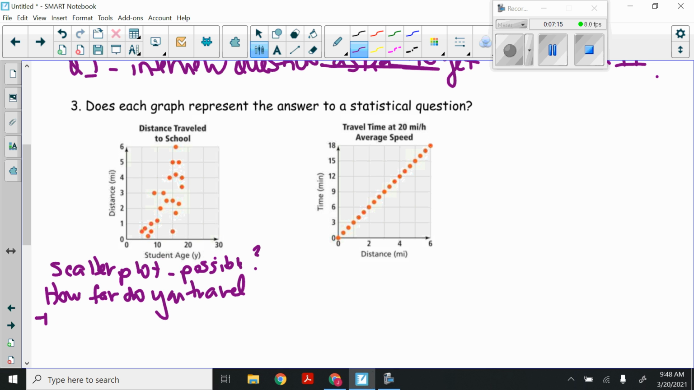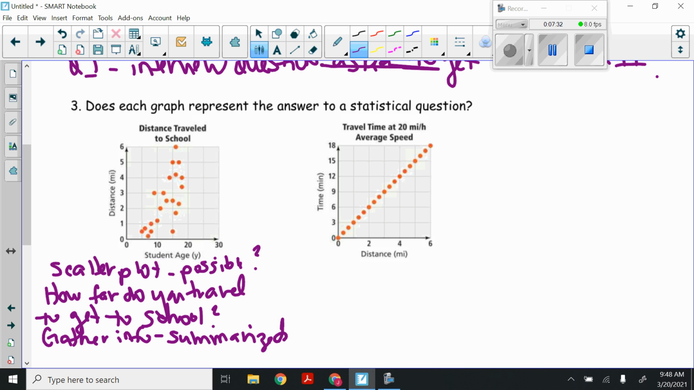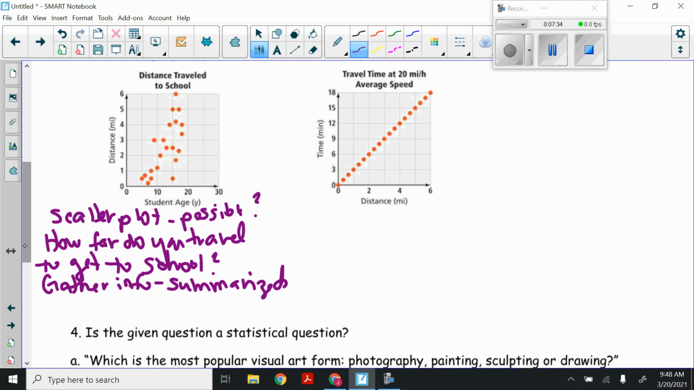To get to school? That could be a possible question answered to get this. They gathered information and they summarized it in the graph. That is the definition of a statistical question. So yes, statistical question.